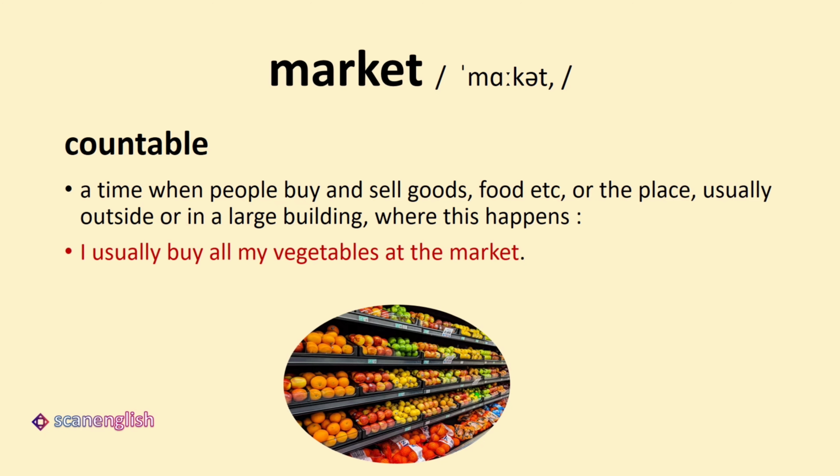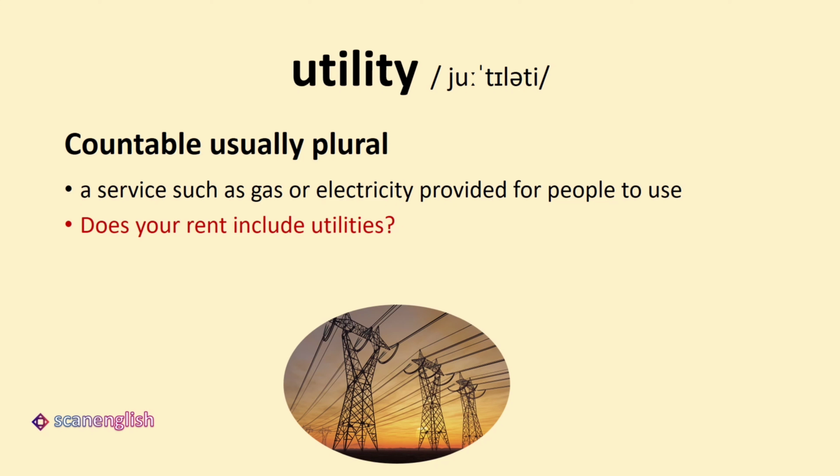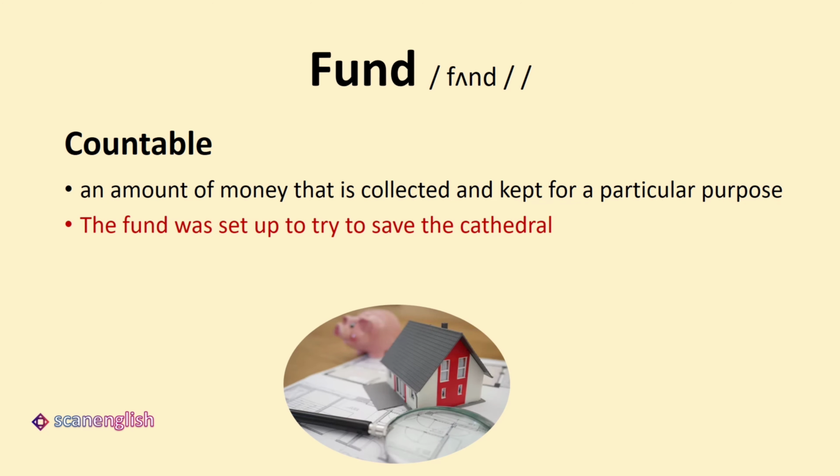Market. Countable. A time when people buy and sell goods, food, etc., or the place, usually outside or in a large building, where this happens. I usually buy all my vegetables at the market. Utility. Countable, usually plural. It means a service such as gas or electricity provided for people to use. Does your rent include utilities? Fund. It is a countable word. An amount of money that is collected and kept for a particular purpose. The fund was set up to try to save the cathedral.